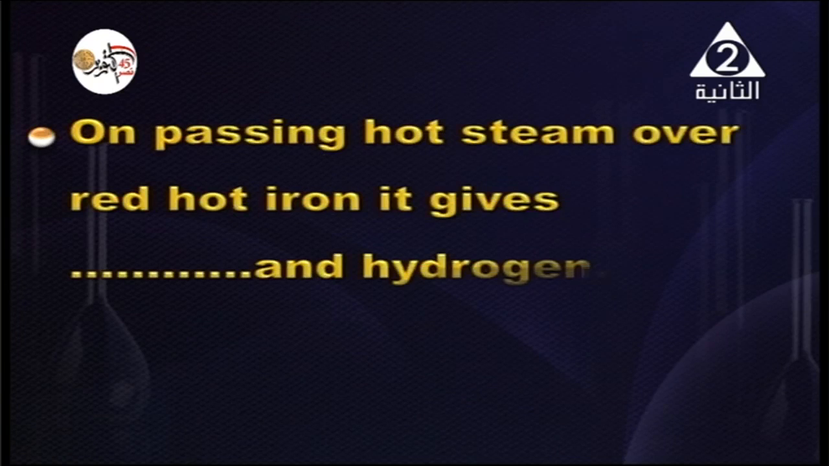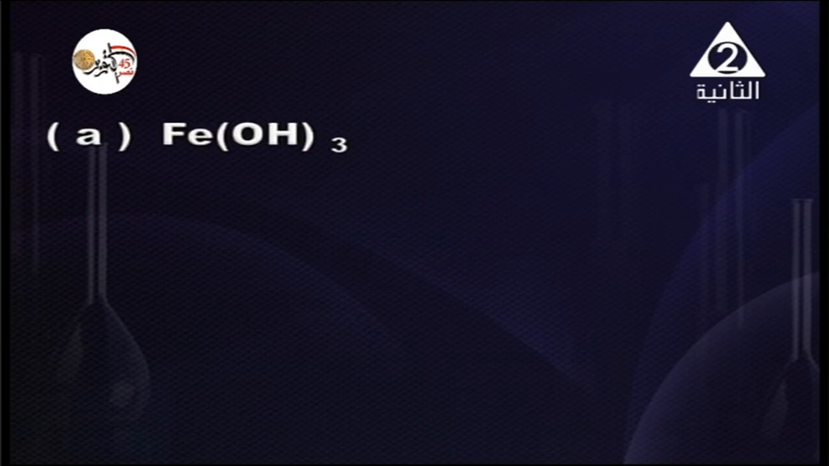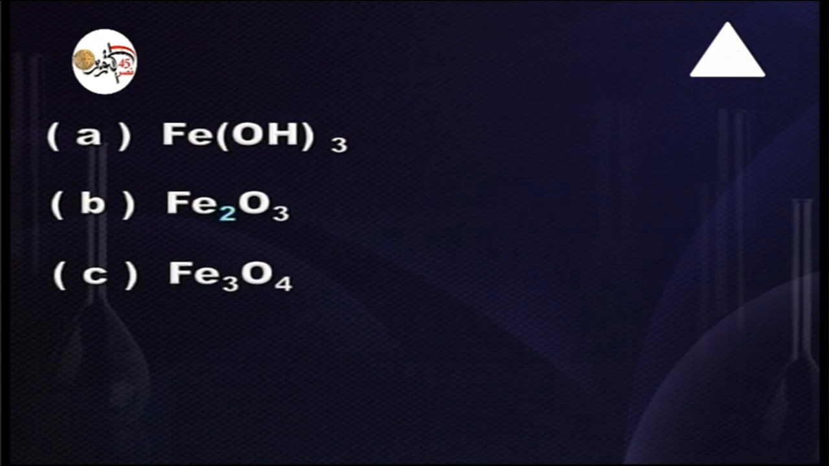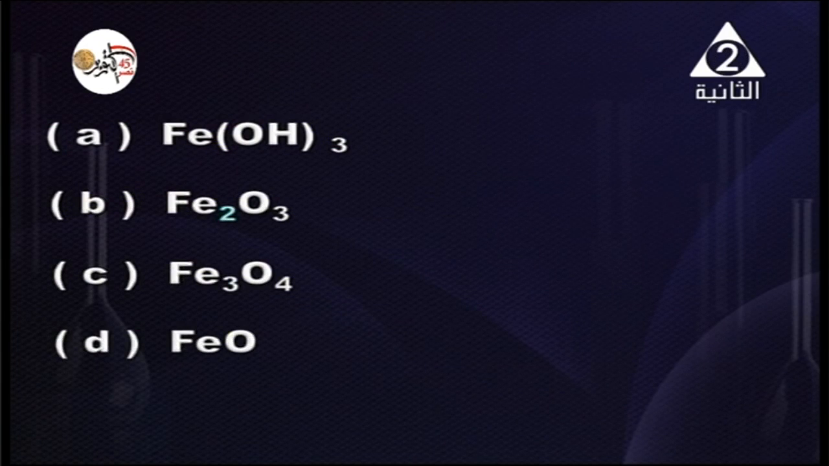Next point: on passing hot steam over red-hot iron, it gives what and hydrogen gas? Iron(III) hydroxide, iron(III) oxide, magnetic iron oxide, or iron(II) oxide? If you think about it, my dear student, you will find that the answer will be magnetic iron oxide.